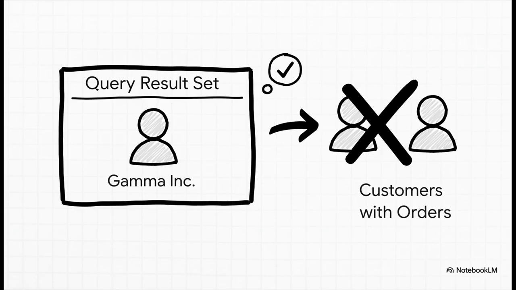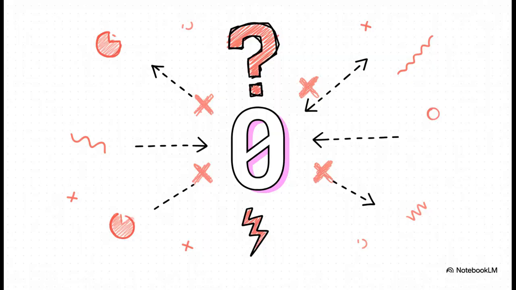That's the correct answer. But when you actually run the query, you get nothing. Zero rows. The query silently fails. It gives you a completely wrong answer without so much as a warning. So what on earth just happened?